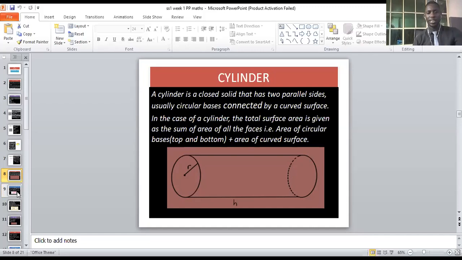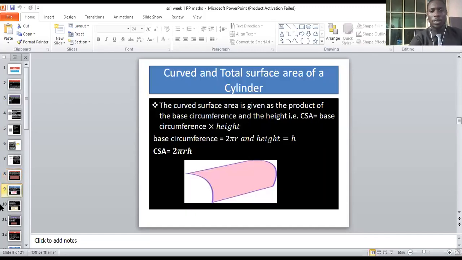So looking at the shape, this is the curved surface area. You can see how it curves in. So looking at the definition, the curved surface area is given as the product of the what? Base circumference. We all know the circumference of a circle is given as 2 pi r, and the height is h. So the curved surface area is given as base circumference times what? Height.